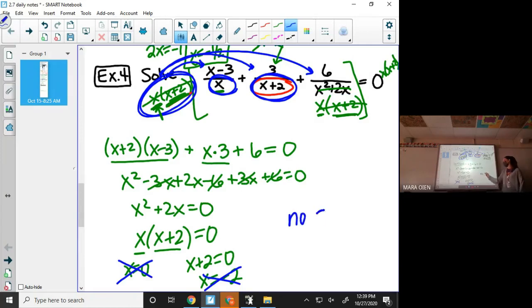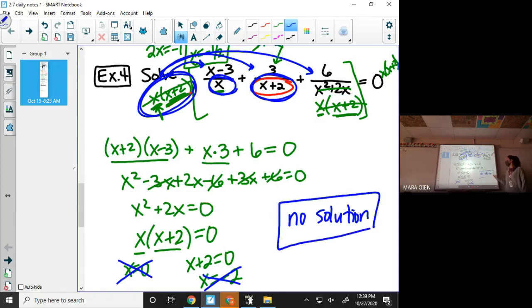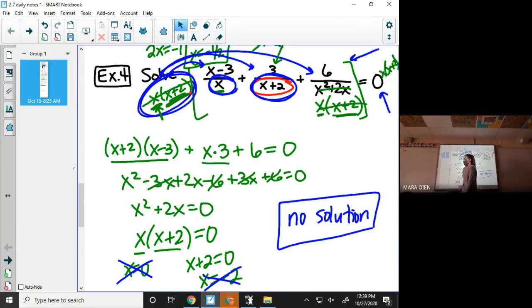There's no solution to this problem, meaning there is never a time when those fractions added together will ever equal 0. Okay, so sometimes our answer is that there is no answer. But we've shown algebraically why that is.